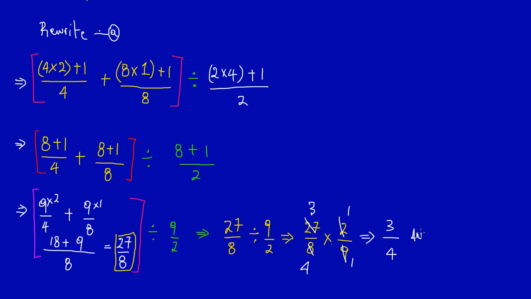Okay guys, and it's that easy. So in our first question, number 1, part A, part 1 of A of our CSEC examination paper, our answer is 3/4. Okay, so that's our answer, 3/4.